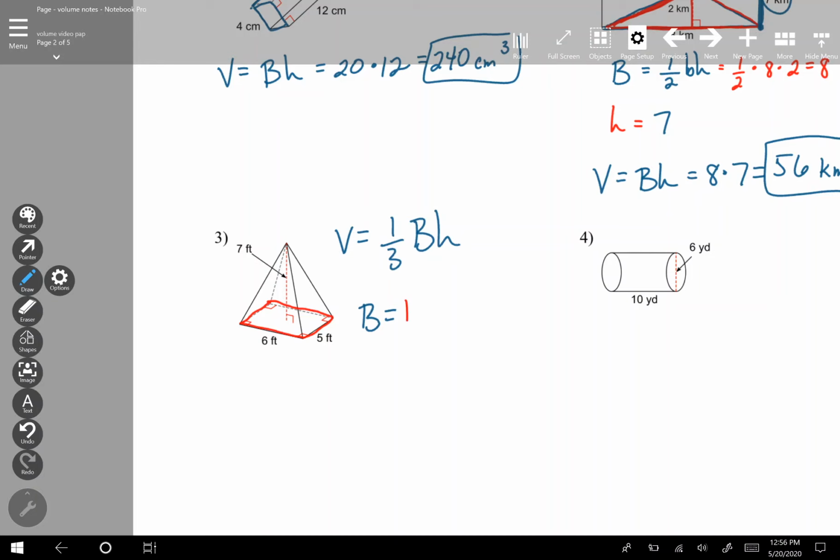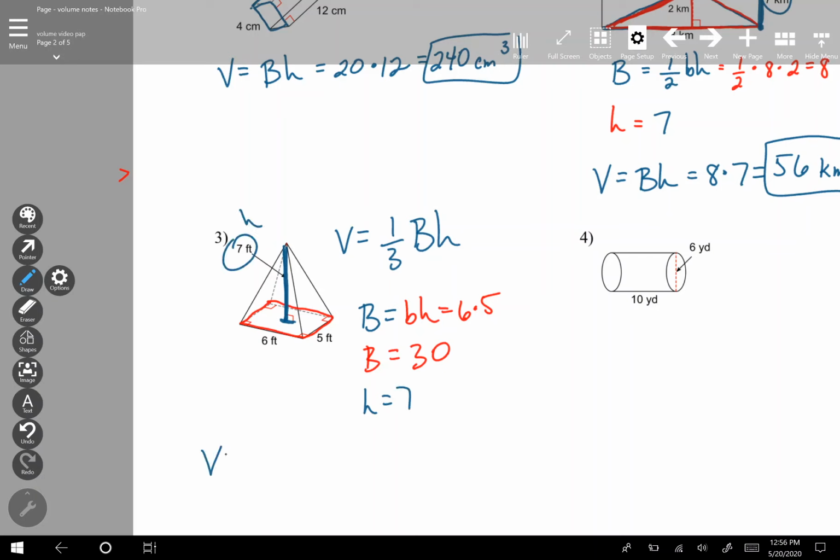It's a rectangle, so it's just base times height. And again, this is the base and the height of the rectangle. We have 6 and 5. So the area of the base, 6 times 5 is 30. Now I'm going to look at the whole pyramid itself. I know the area of the base. Now the height of my pyramid is this right here. There's the base of it. This is the height. They're making that right angle. It's 7 feet. So h is 7.